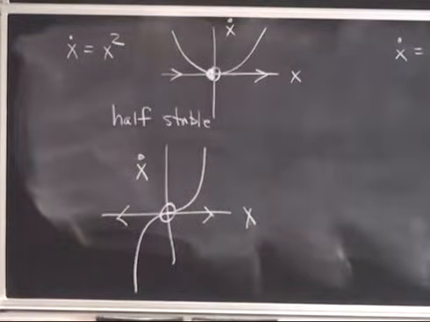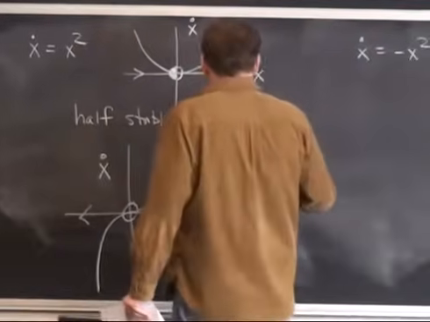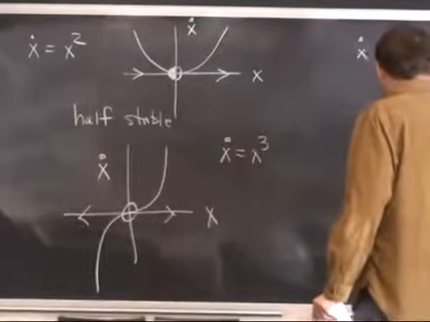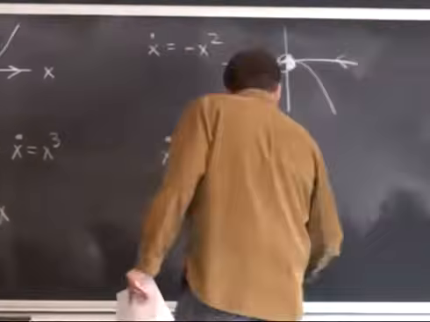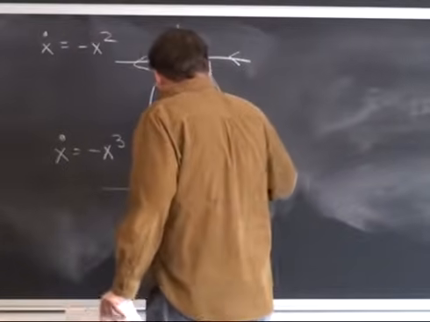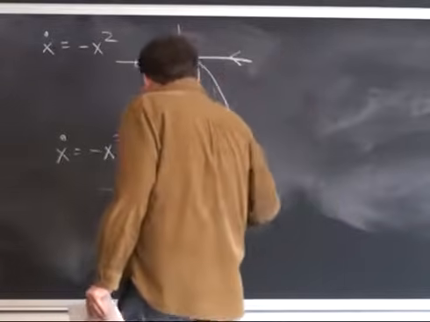And finally, if x dot is negative x cubed, well, then the graph looks like so. And it's a stable fixed point.